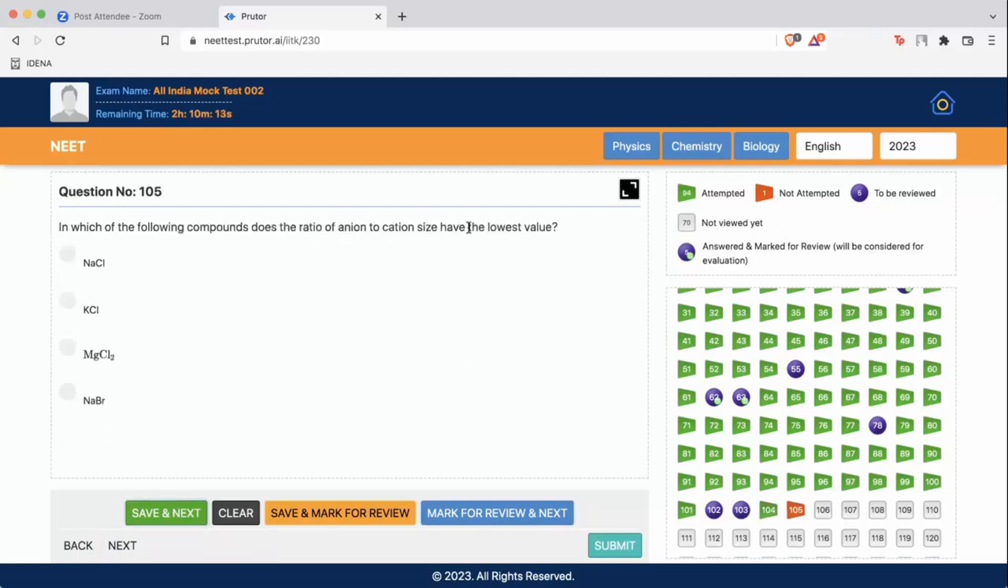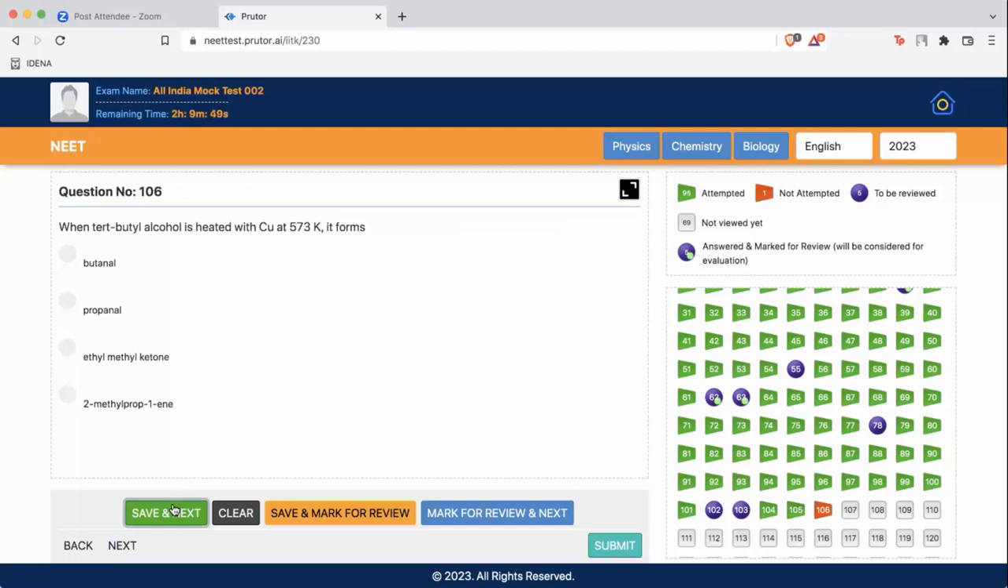Which of the following compounds has the ratio of anion size to cation size with the smallest value? It's not ACl and ABr, not PCl. Your option should be MCl2, because as we go across the period, the size decreases.